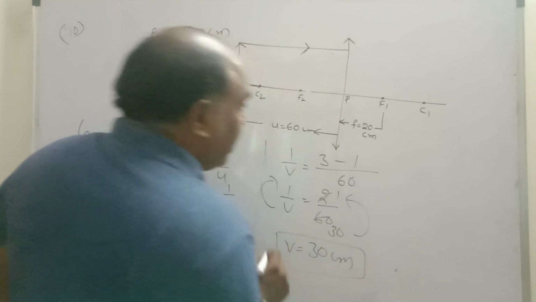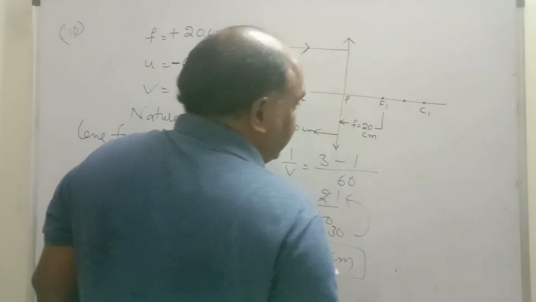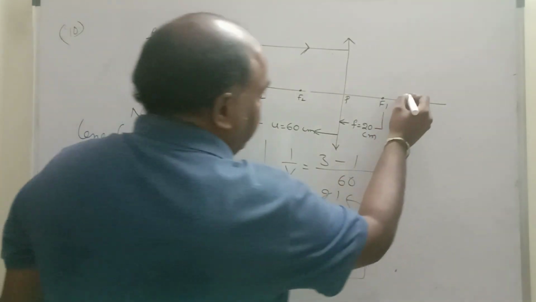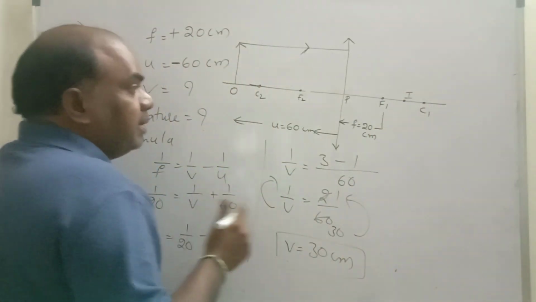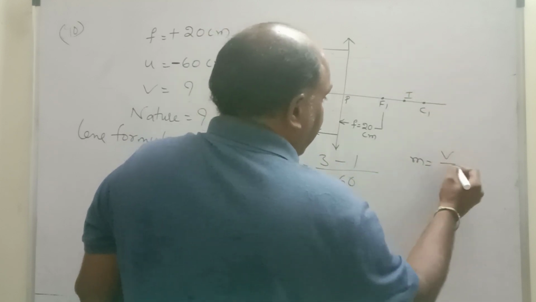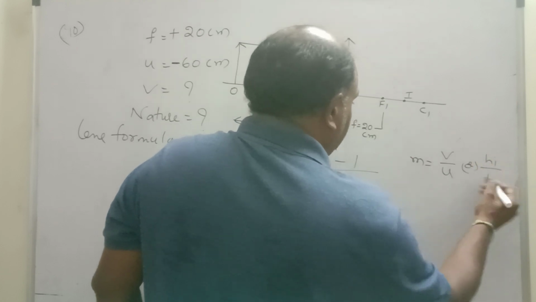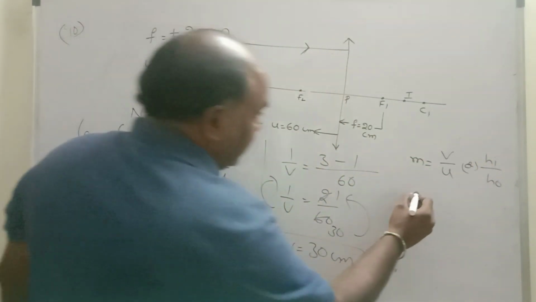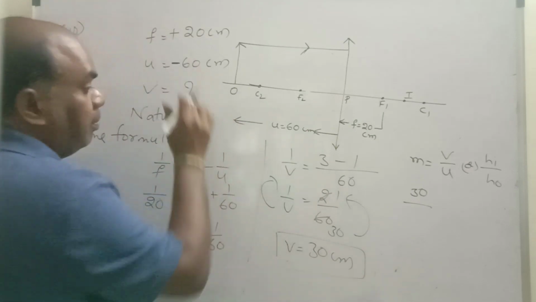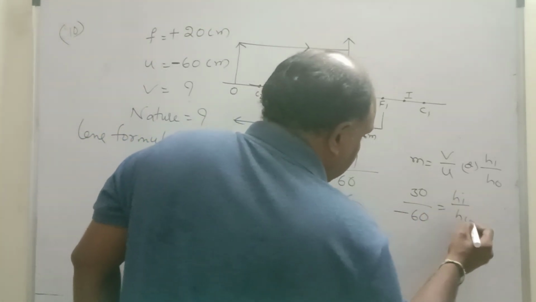That means the image forms at 30 centimeter. That means the image forms exactly in between the pole and the center of curvature. But what kind of image is it? For that we have to find the magnification. Magnification is equal to v by u or hi by h naught. What is v? 30. What is u? Minus 60. That is equal to hi by h naught.